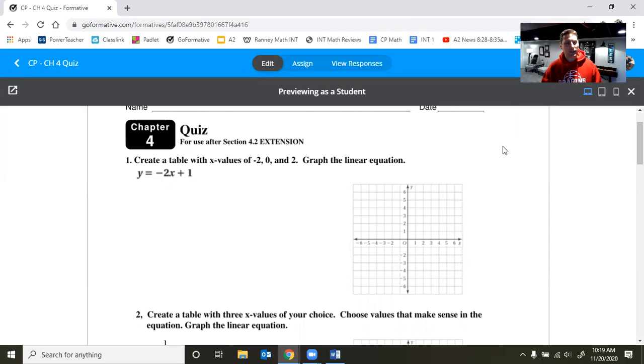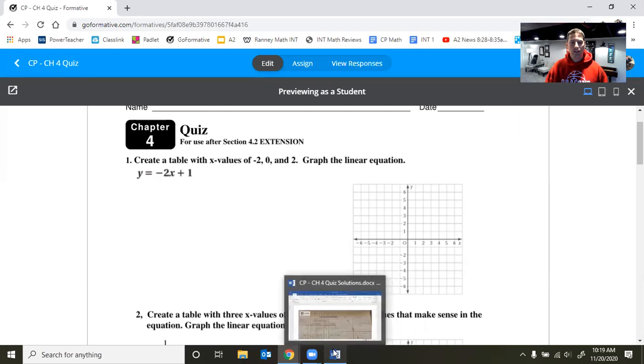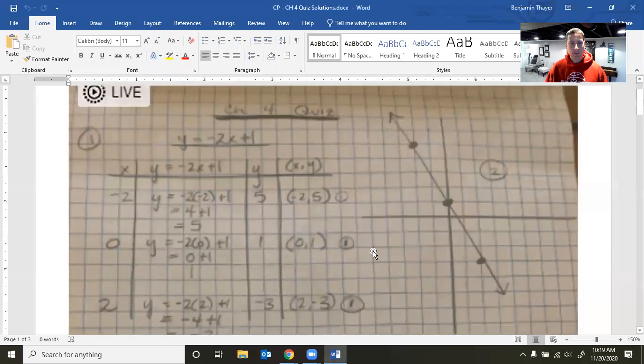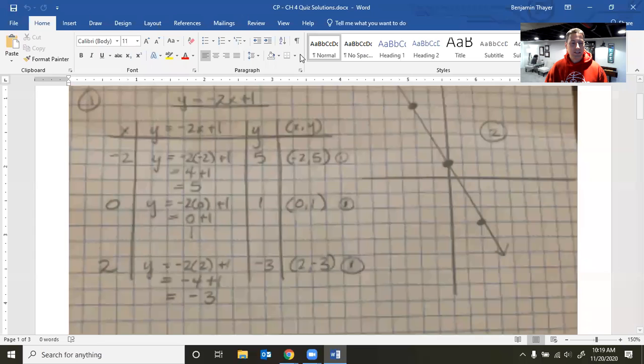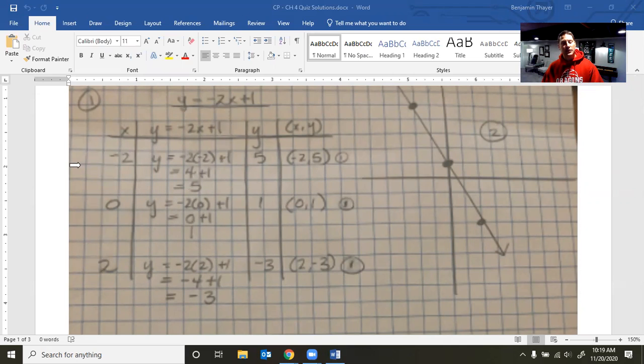So we'll start with number 1. Create a table with x values of -2, 0, and 2, and then graph the linear function. Let's take a look at a table for number 1 here. As you're going to see in this table, you're being told what the x values are. So you need to create a 4-column, 4-row table that demonstrates your x values, your equation work, your y values that you get as a result, and finally your points.